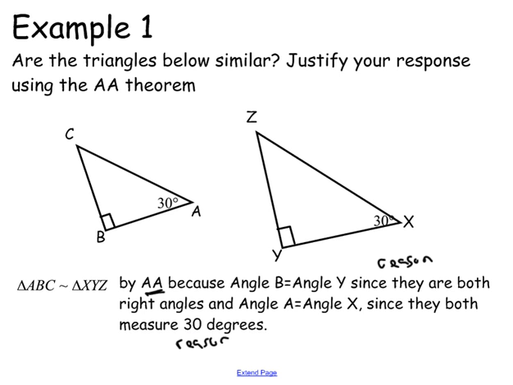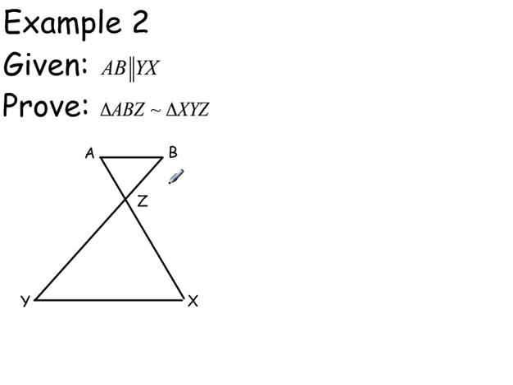Example 2. Given AB is parallel to YX, prove that triangle ABZ is similar to triangle XYZ. So we know that AB is parallel to YX. That's all we're told. And with that information, we are being asked to prove that these two triangles are similar.